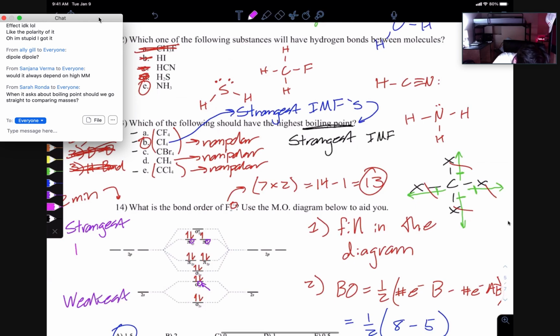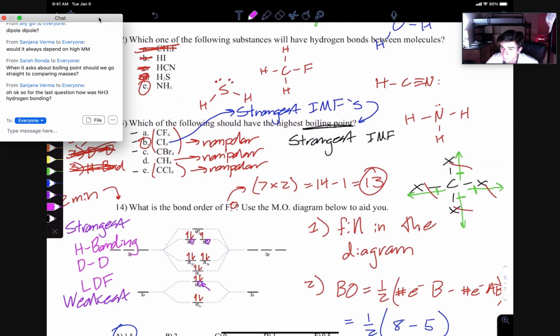Okay, so H bonding is the strongest. So that's the strongest IMF. Then we have dipole-dipole, and then London dispersion forces are the weakest, okay? So what that means is, say these all had different types of IMFs, say one of these had hydrogen bonding and another had dipole-dipole and the rest were London dispersion. The answer would be the one with hydrogen bonding because hydrogen bonding is stronger than all the other intermolecular forces, okay? By a long shot.